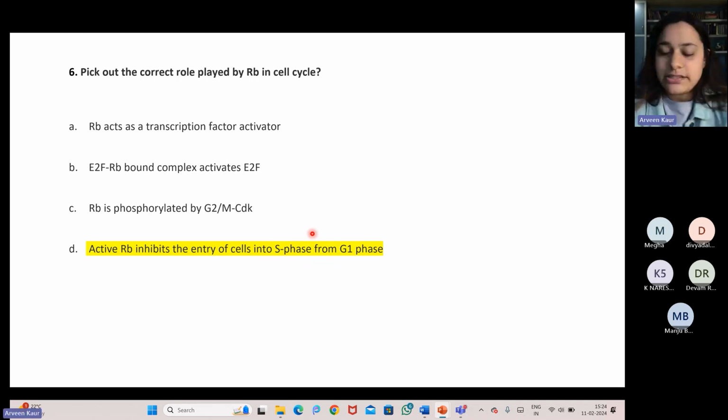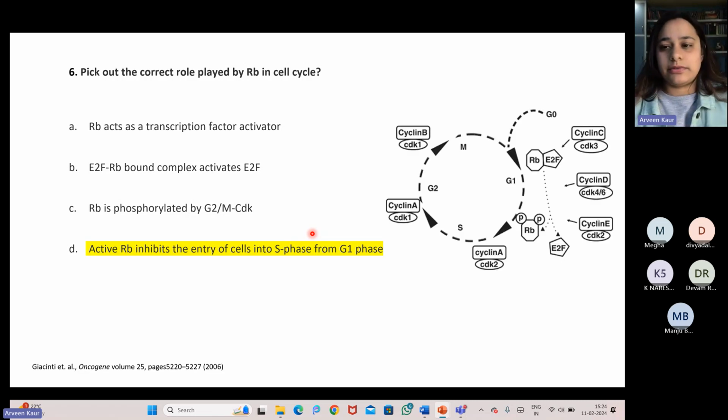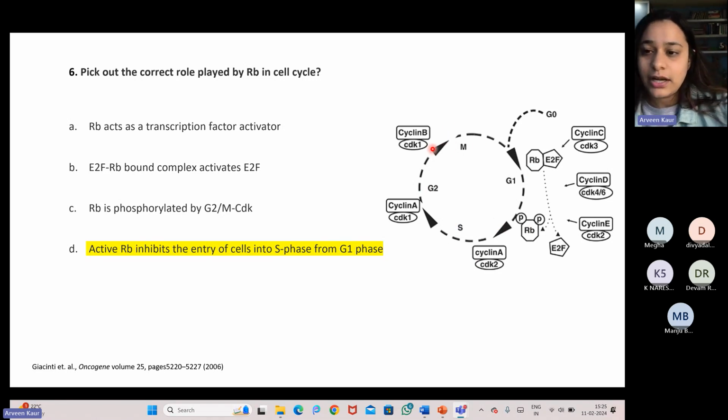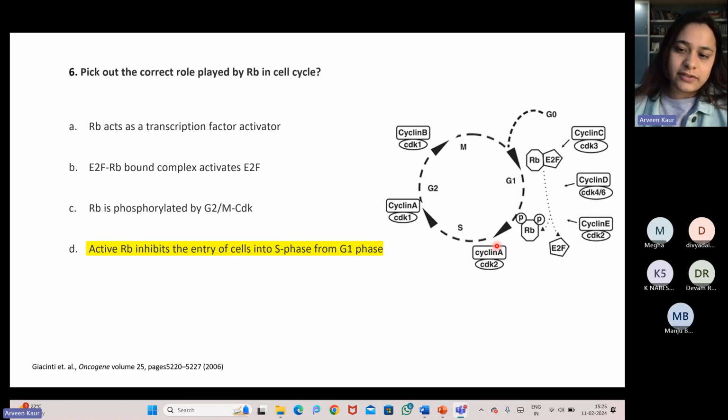Right, so let us revise what happens when RB is present and when it is bound to E2F, for example, or when it is phosphorylated or unphosphorylated, right? So I have picked up this illustration from one of Nature's subsidiaries, that is Oncogene. It represents a very simplistic cell cycle. As you can see over here, there's the G1 phase, S phase, G2 phase, and M phase, right? In this G1 phase, as you can see, there is this RB that we are talking about, this retinoblastoma protein, right?